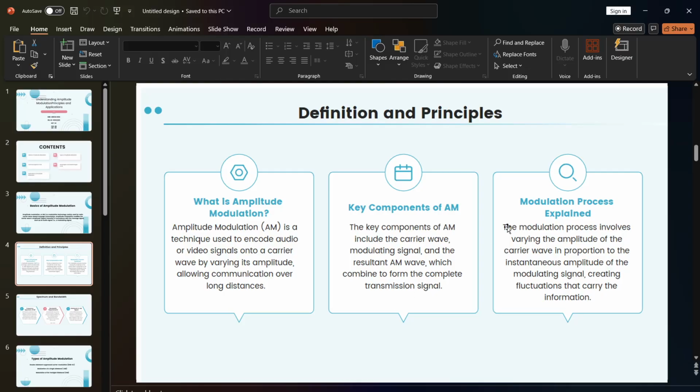So, the modulation process is explained over here. The modulation process involves varying the amplitude of the carrier wave in proportion to the instantaneous amplitude of the modulating signal, creating fluctuations that carry the information.